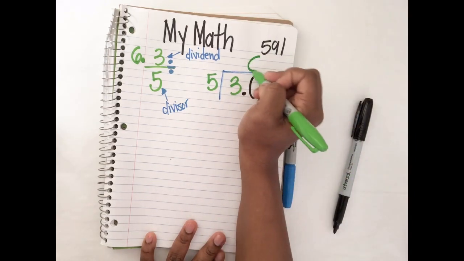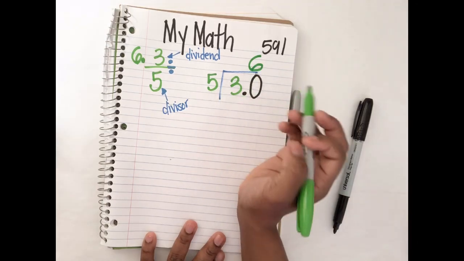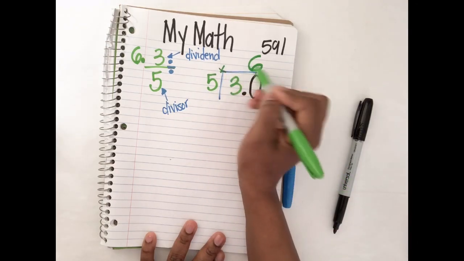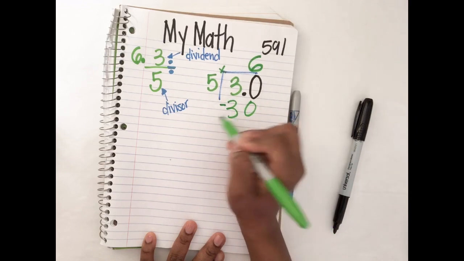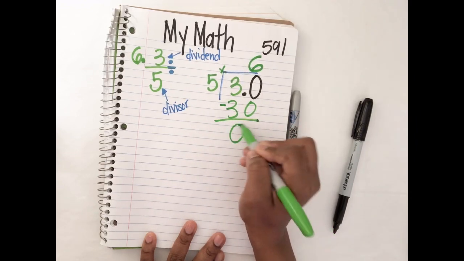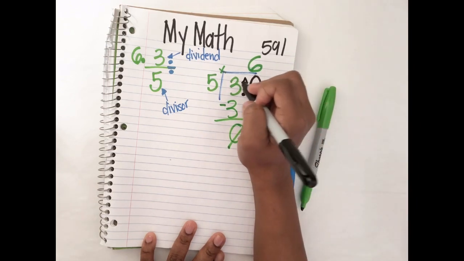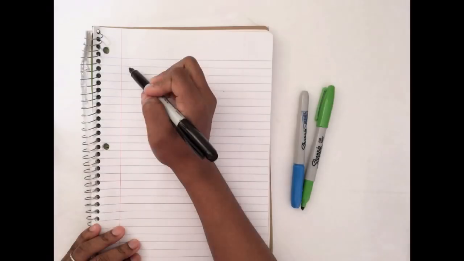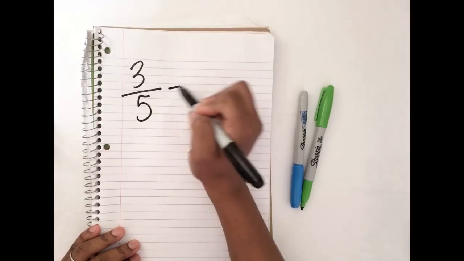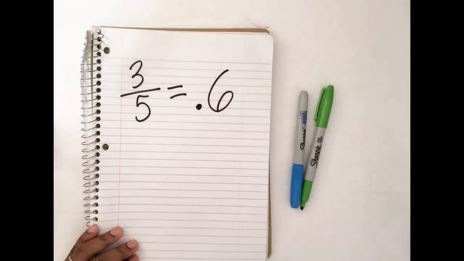Good. 6 times. What is 6 times 5? 6 times 5 is 30. Subtract, I'm left with 0. Do not bring the decimal down. In this case, we bring it up. So our final answer is 6/10. So that means 3/5 as a decimal is equivalent to 6/10.